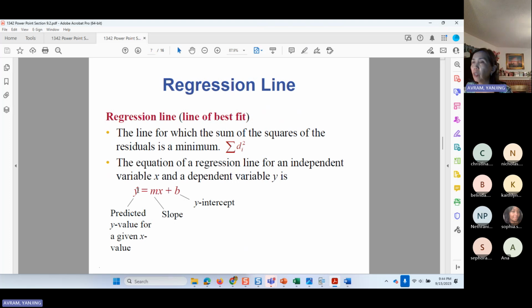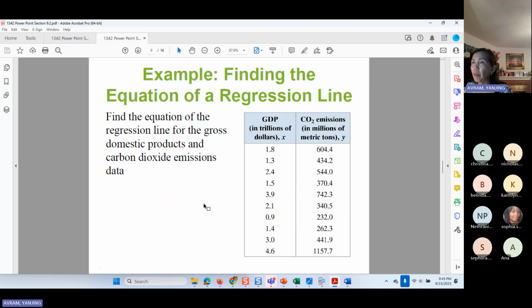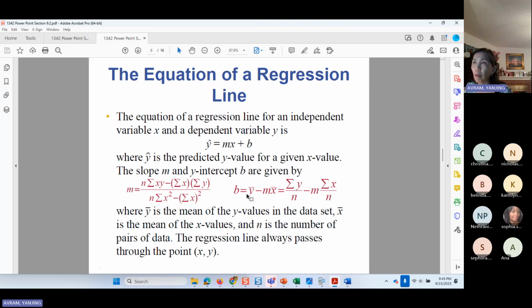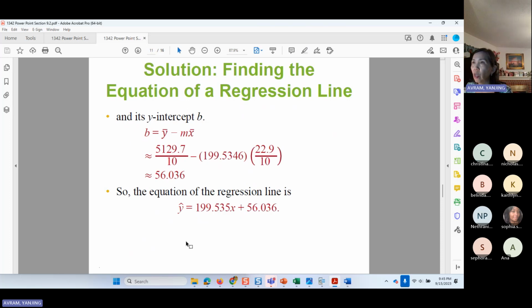And then we're going to use mx plus b, or ax plus b, in the calculator. M is the slope, B is the y-intercept, right? There's also a formula to calculate this M and B, and that's a very complicated formula, but we are not going to do this one by hand. As I said earlier, we're going to do this one using the calculator. All right, so look at that.